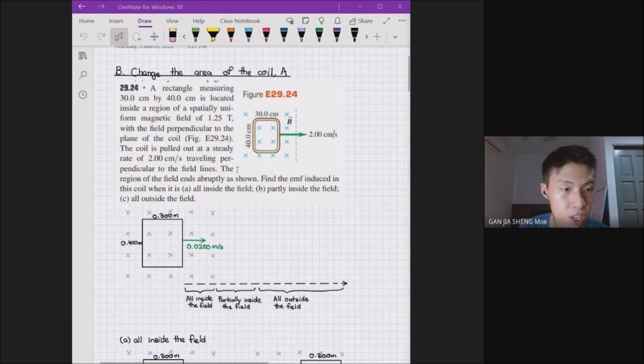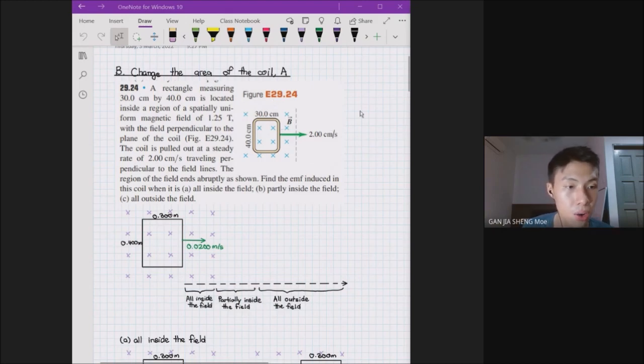The region of the field ends abruptly as shown. You can see here they draw a dotted line to represent that the magnetic field will end right at this line over here. So if your coil starts to touch this line, then after that, some portion of the coil will experience magnetic field, and some portion of the coil will not have any magnetic field in it. This is the line that separates between having magnetic field and not having magnetic field.